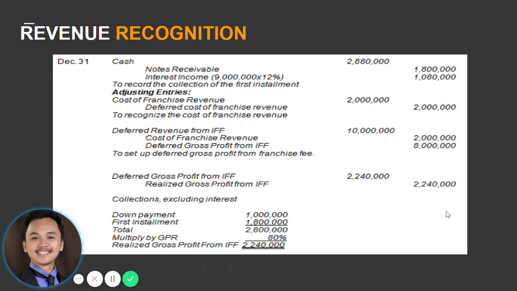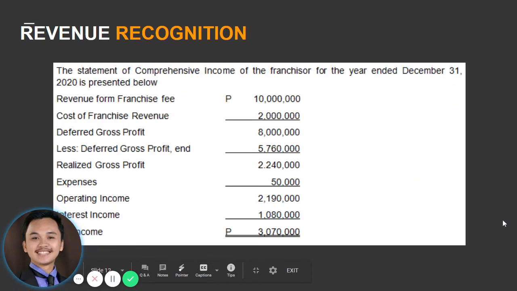8 million over your franchise fee of 10 million. So 8 million over 10 million. So that means we have a gross profit rate of 80%. So that means in 2020, the first year, your realized gross profit will be 2,240,000. Only the realized gross profit. But the total net income will be computed as follows.